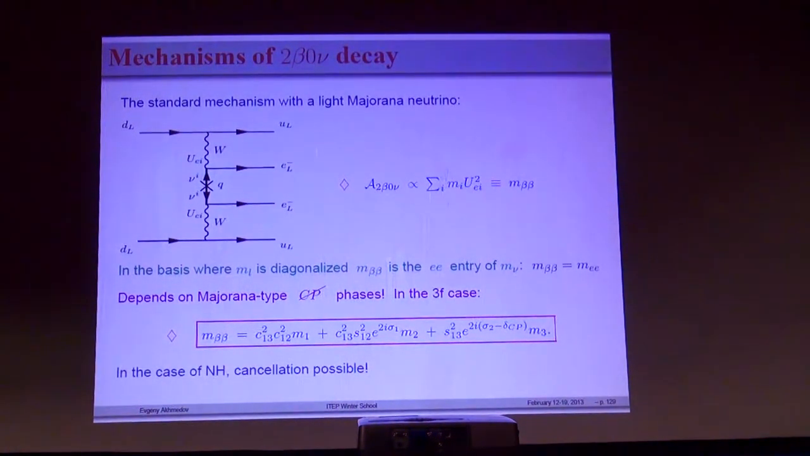This means that the Majorana phases, which I discussed in one of my lectures, give some physical contribution here. So they can lead, for example, to some cancellations of different contributions here and may actually hide the neutrinoless double beta decay. So this is the only known example now in which Majorana type CP violating phases can in principle be observed. This quantity, which is called M beta beta, is shown here, and sigma 1 and sigma 2 are just these Majorana type CP violating phases.